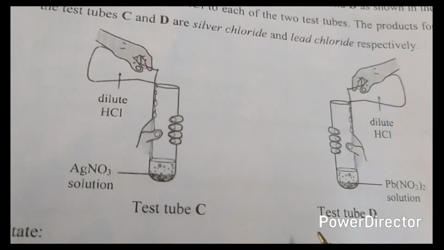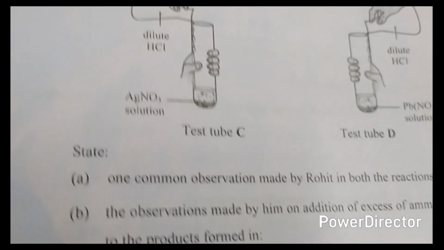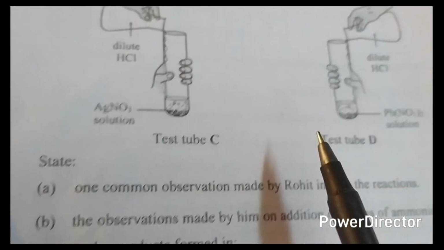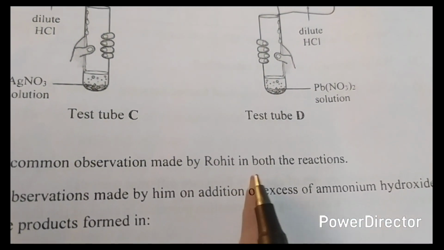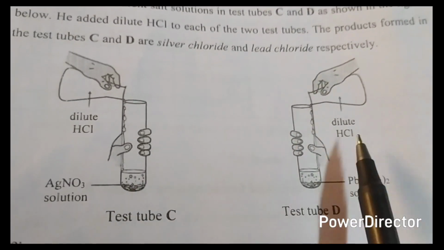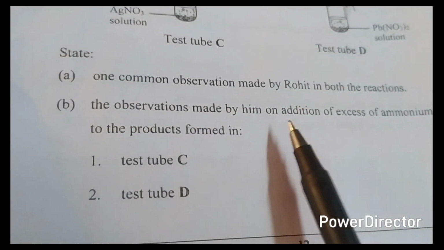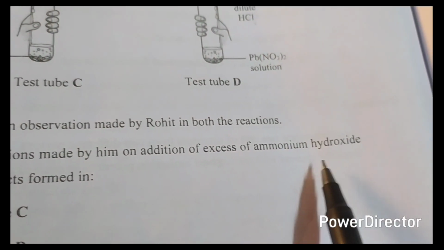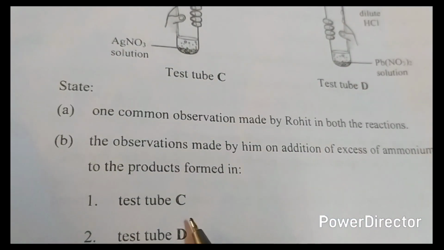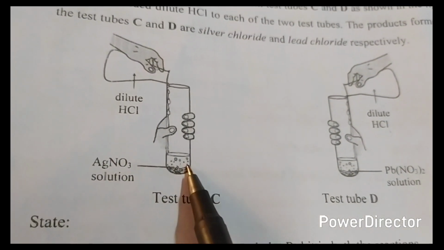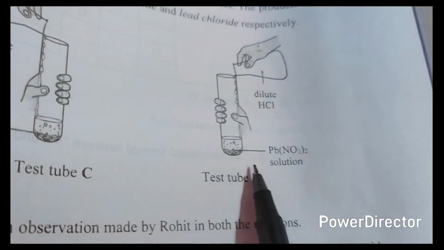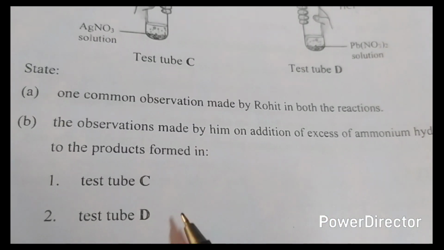Next is a diagrammatic question in which test tubes C and D are given, and the products have been given as silver chloride and lead chloride. One common observation made by Rohit in both the reactions is that a white precipitate will be formed because both are white in color. And another question asked is what will you observe if excess ammonium hydroxide is added? So in test tube C, the precipitate will be soluble because it is silver chloride, which dissolves in excess NH4OH, and in the second case lead chloride is insoluble in excess NH4OH.